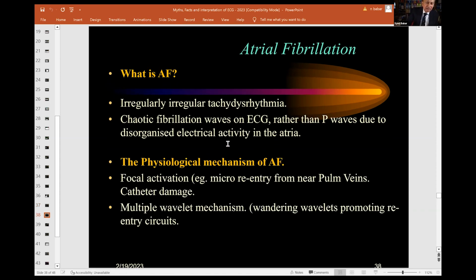So it is an irregularly irregular tachydysrhythmia, chaotic. Atrial fibrillation is just quivering of muscles of the atrium, and therefore there is no effective pumping. The physiological mechanism would be that it's a micro re-entry sort of phenomenon of action potential causing flickering movements of the atrial muscles near the pulmonary veins. Could be due to damage produced by radio frequency ablation, and these could be wandering wavelets.